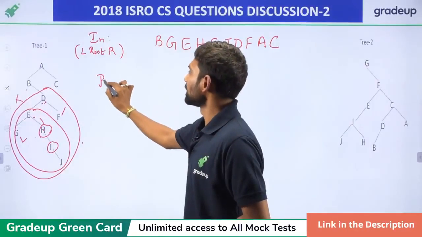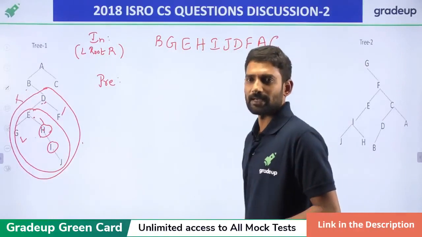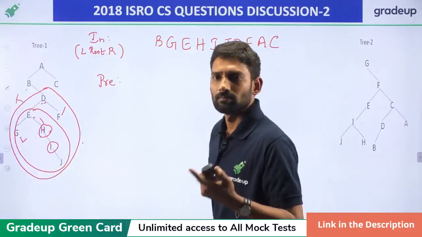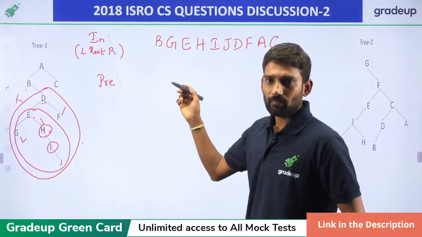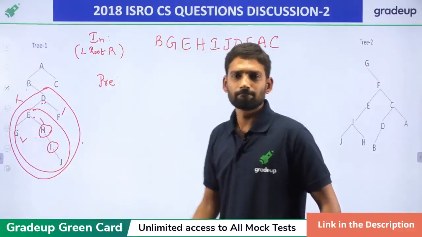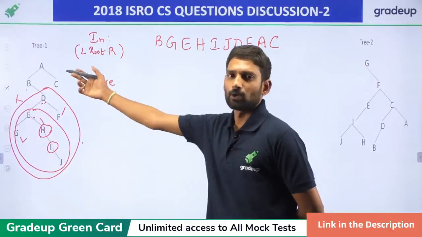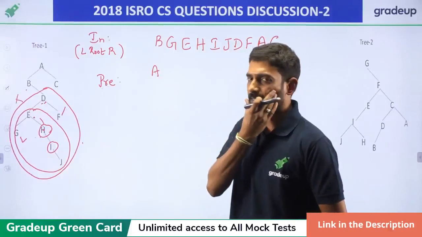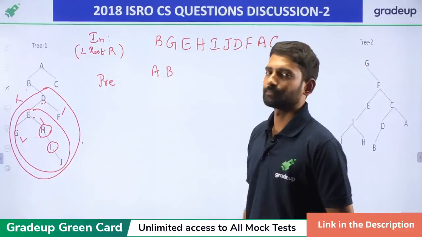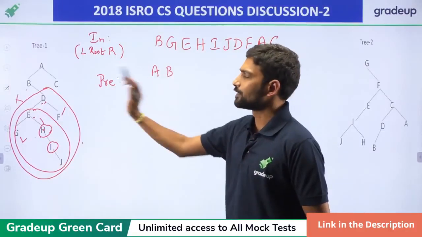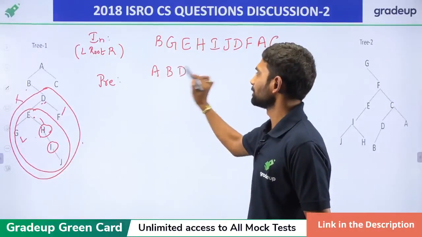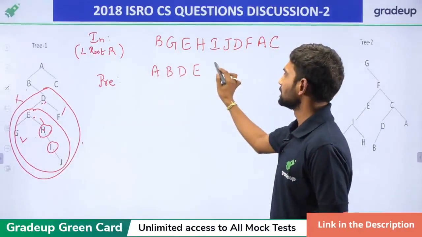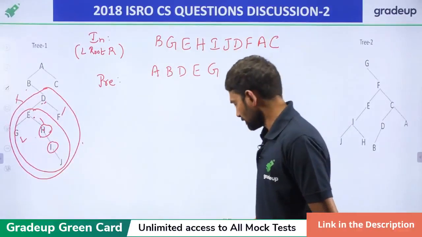Similarly, what is the pre-order traversal? Pre says root, left, right. So, what is the pre-order traversal? Anybody? Root is A, left is a subtree, again root first, there is no left. Now right is again a subtree, root first, left is again a subtree, root first, left, G, then H.